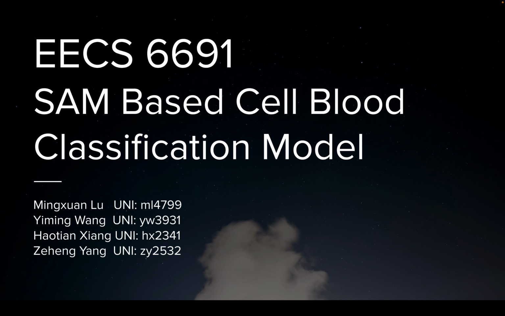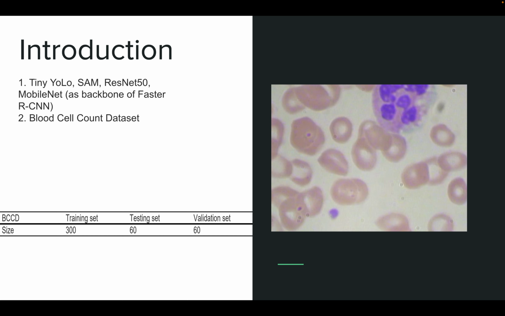Our project is related to the Segment Anything Model, that gigantic and versatile segment model from Meta. And we want to translate this into an object classification and detection model to do the blood cell classification task. The original blood cell classification task's SOTA uses Tiny YOLO, and to do the comparison, we also use ResNet 50, MobileNet and VGG to compare with our SAM model.